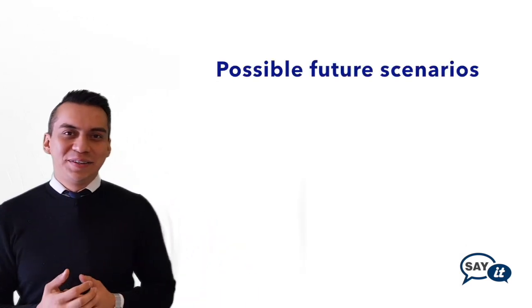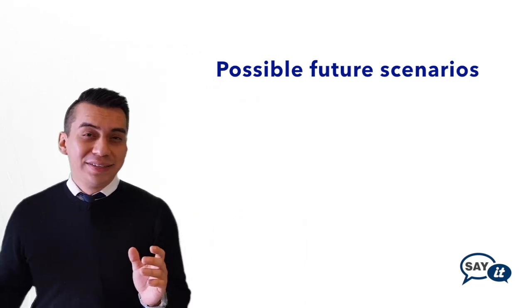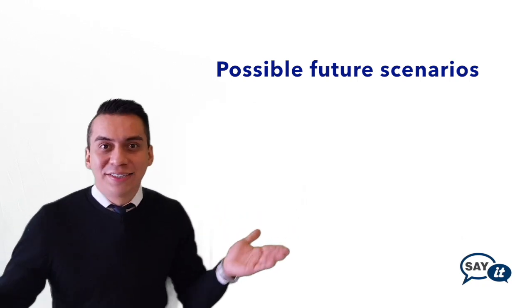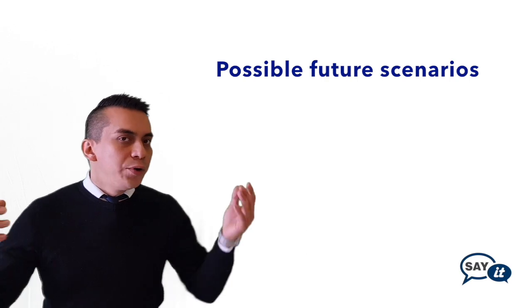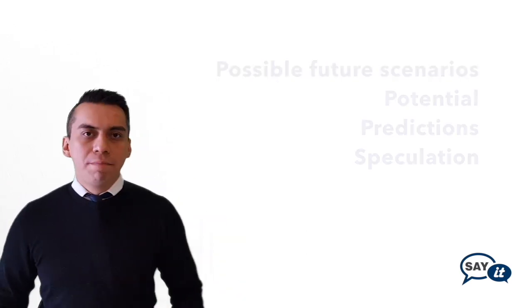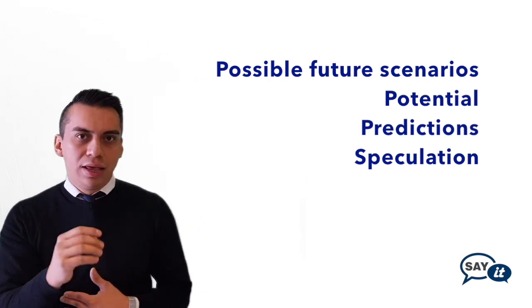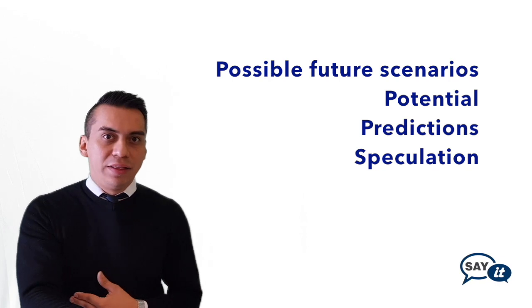Now, the real tricky thing is the next one. Could also works to express future ideas. Yeah, I know, let me say that again. Could works for past and for future, because can can't work in that way. Now, we cannot see the future. I don't know what really is going to happen, but I can speculate. I can see potential. I can predict what will happen, what can happen in the future.